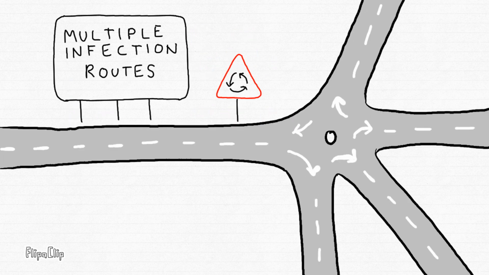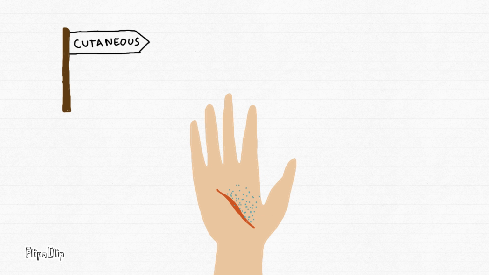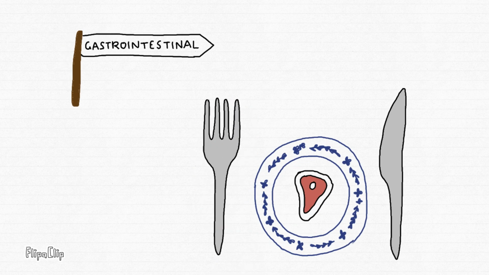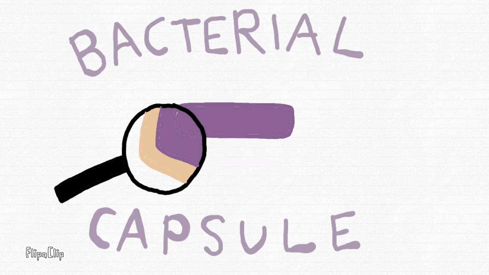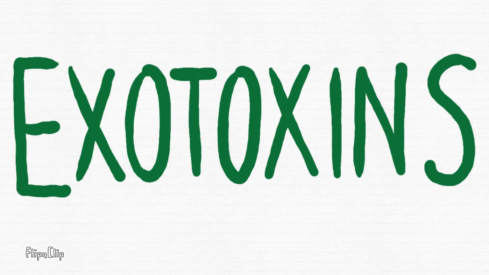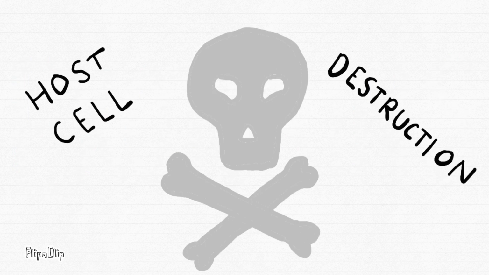So, to recap on everything. Bacillus anthracis has multiple routes of infecting the human body, including cutaneous, gastrointestinal, inhalation, and injection. It uses a bacterial capsule to evade the host immune response and causes host cell destruction through secretion of exotoxins.